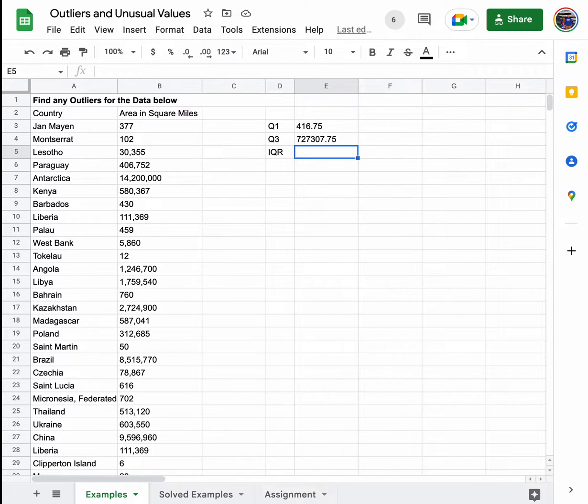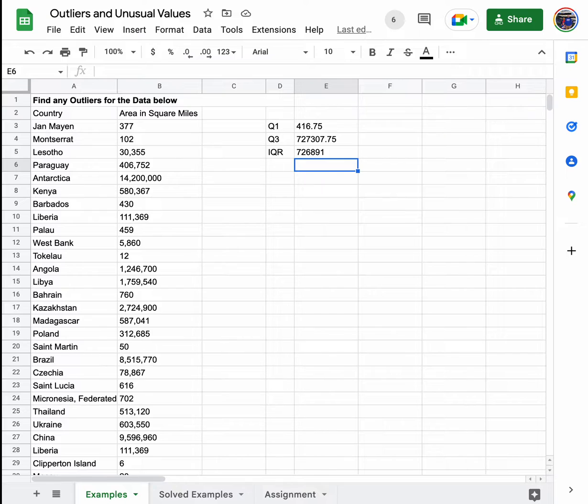IQR is the easy part of this. Super easy. All you're doing is taking the difference between Q3 and Q1. So you put equals whatever you have in Q3 minus whatever you have in Q1. Mine is E4 minus E3, but yours could be a different column, different row, depending on where you put your Q1 and Q3. So I have my IQR, which is a monstrously large value. It's really not that bad.